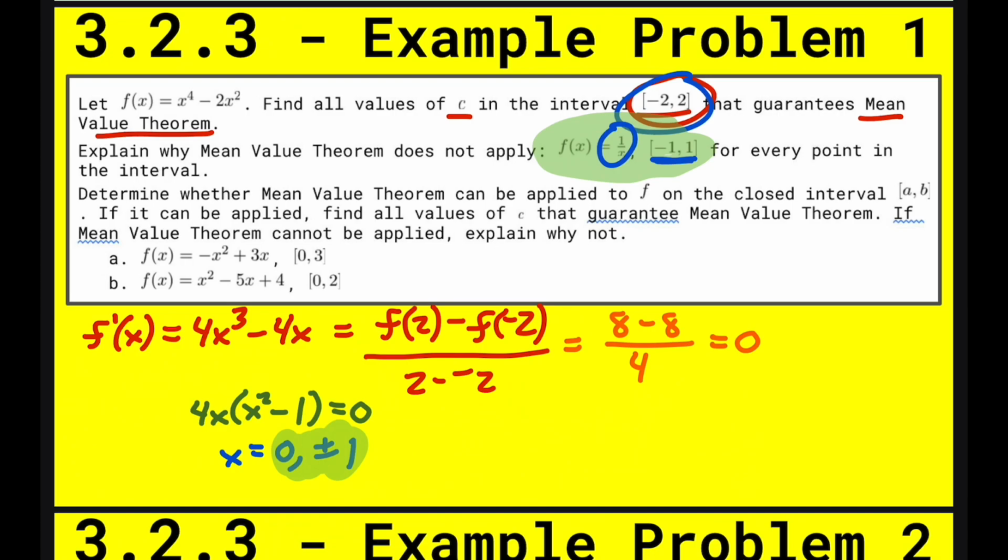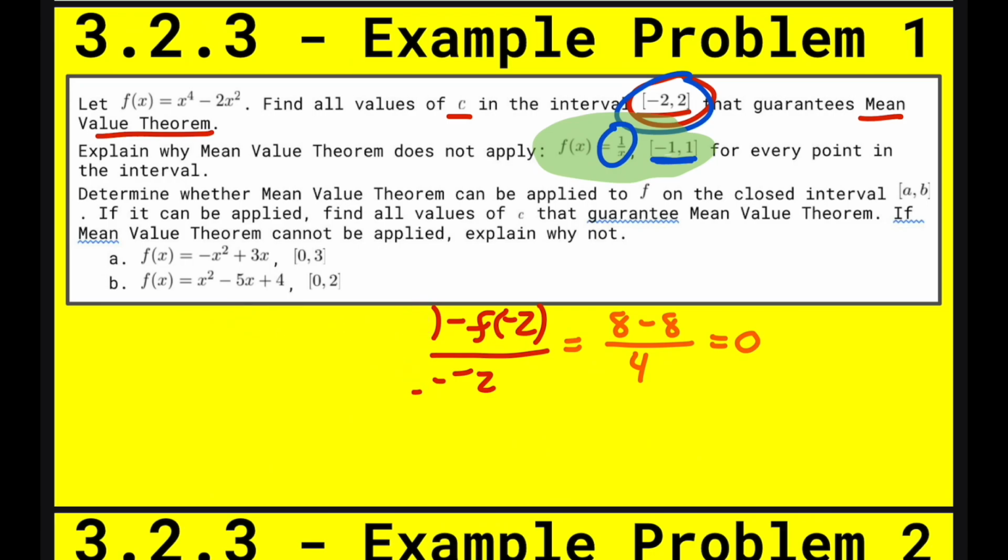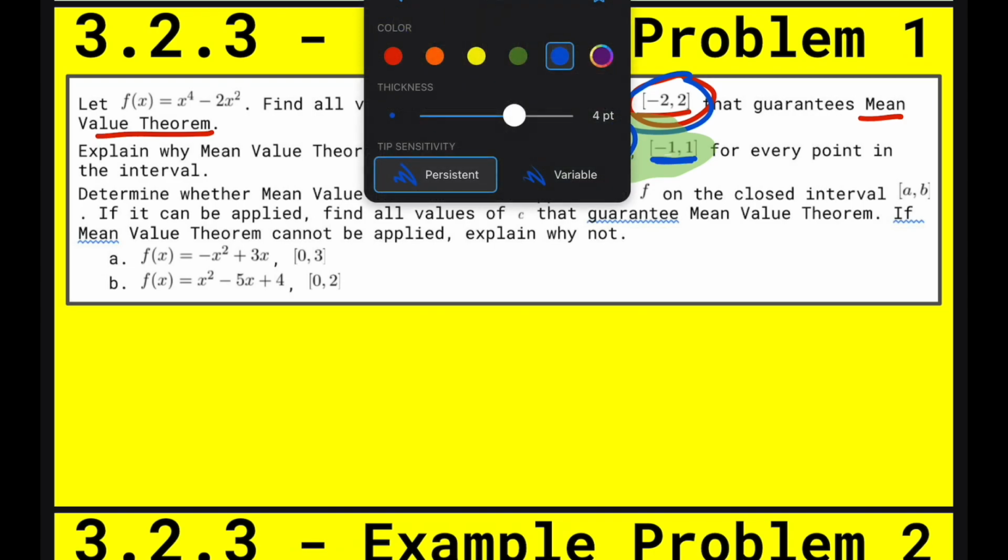Okay. The next one, it says determine whether mean value theorem can be applied to f on the closed interval from a to b. If it can be applied, find all the values of c that guarantee mean value theorem. If mean value theorem cannot be applied, explain why not. Okay, well, it definitely can be applied for both of these because they are both continuous and differentiable. Okay, they're both polynomials. So that means you could take the derivative of them. There's no division by 0. There's no continuity issues that we have to worry about. So this is going to work for these two.